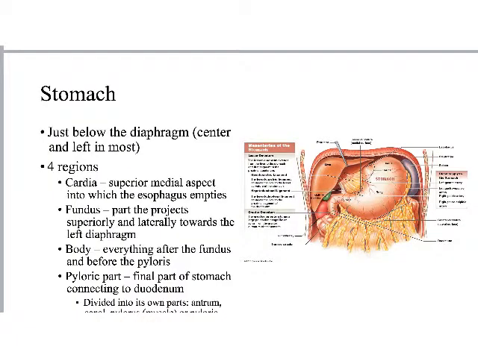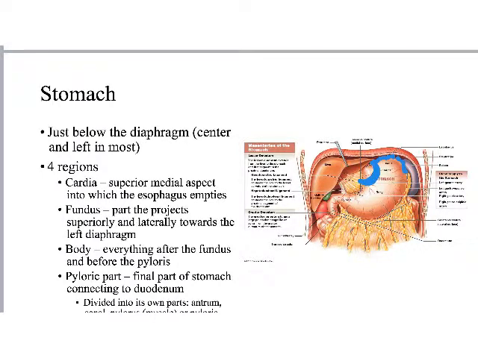The stomach itself has 4 regions that you need to be aware of. The cardia is the superior and medial aspect. It's the part that connects to the esophagus, so that part there we're going to call the cardia of the stomach. Then there's the fundus. You're going to find this term fundus always means the top part. The fundus of the uterus, for example, is the most superior part. The fundus of the stomach here is this superior section.